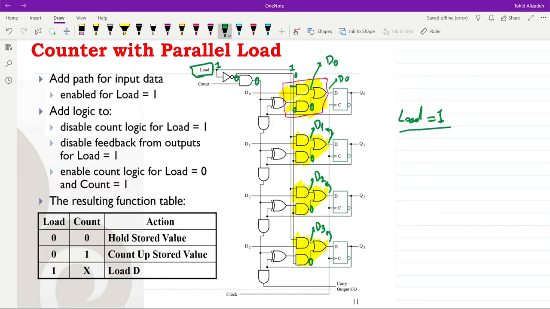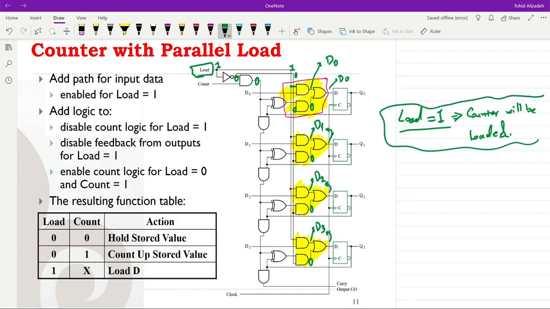So what do you see here? When load is equal to 1, at the next rising edge of the clock, the counter will be loaded. So whatever value you want, you can load into the counter by specifying it in the form of D0, D1, D2, and D3. Now we can check the case when load is equal to 0.